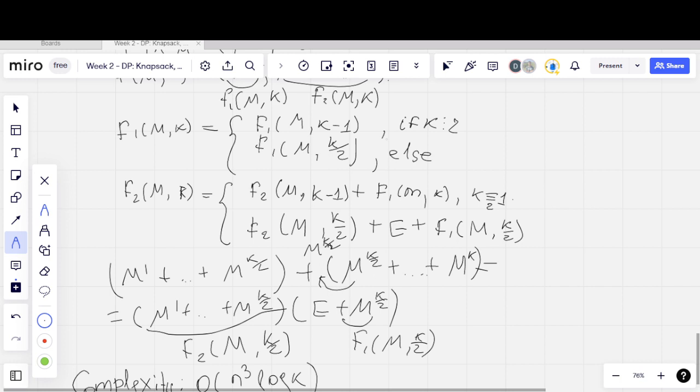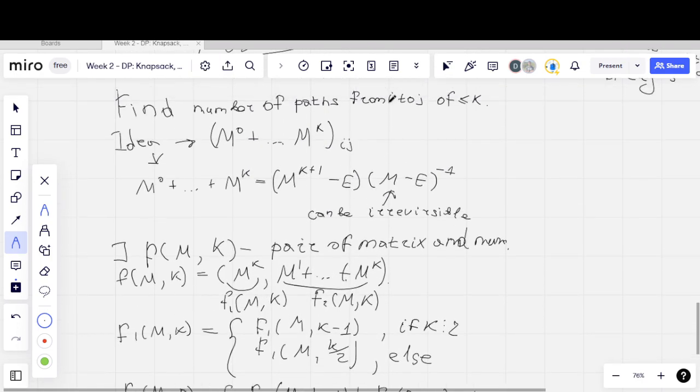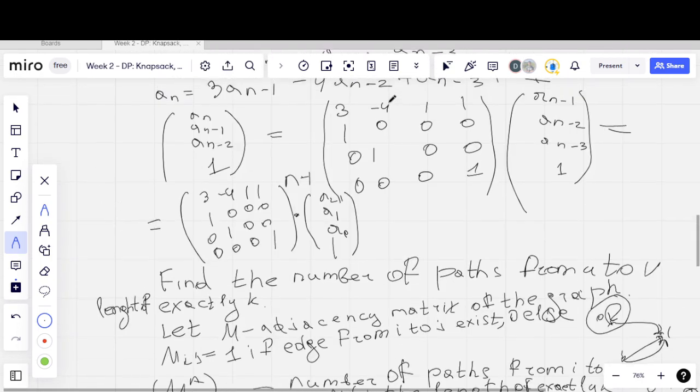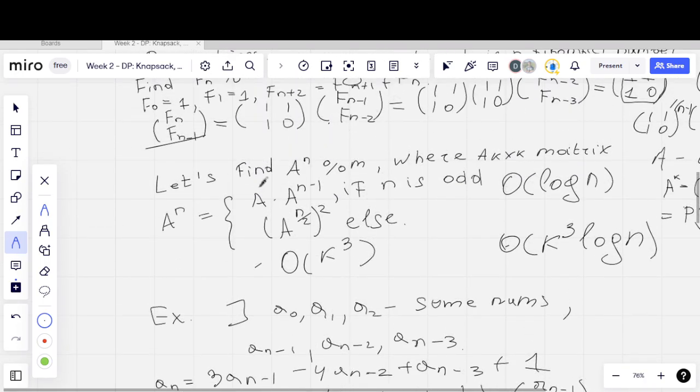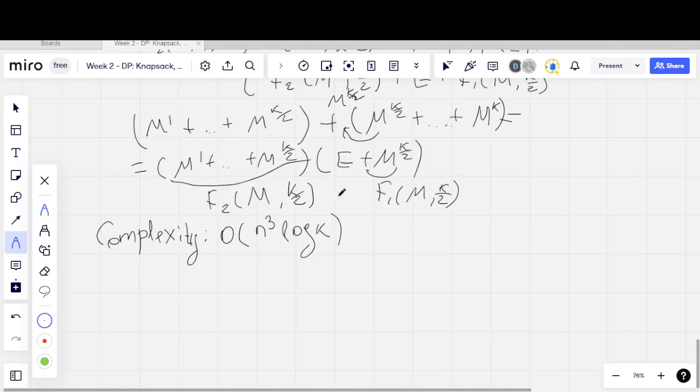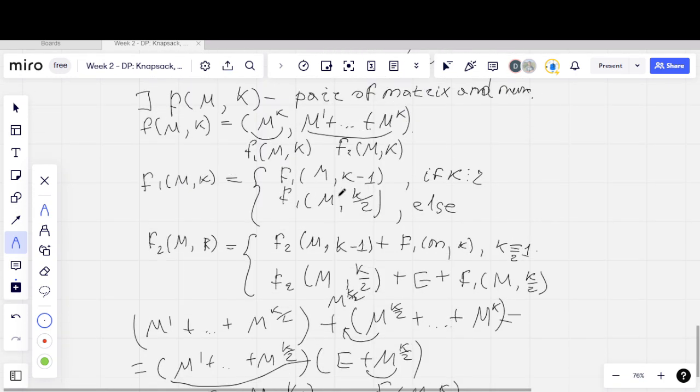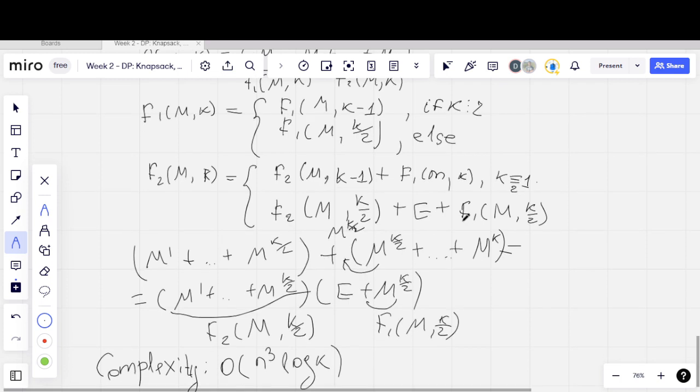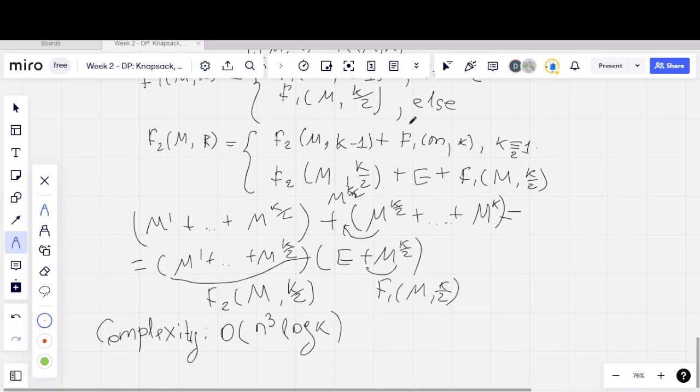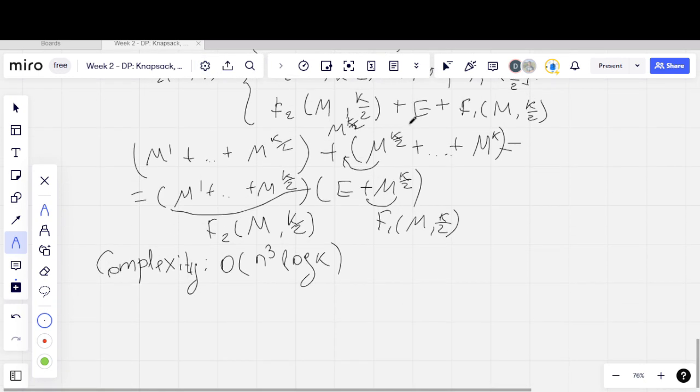Fast exponential. We use this idea in the previous task with the Fibonacci number. With the same idea we'll get log k operations. We get log k operations. Okay. What's the question?